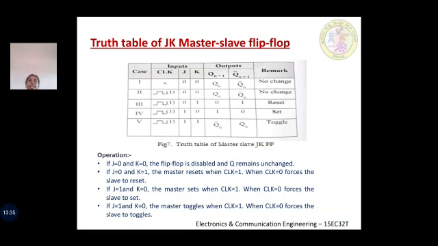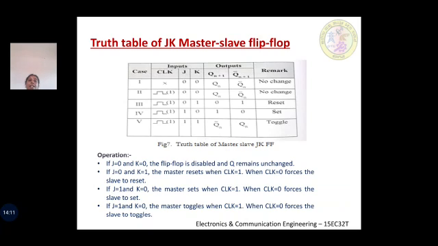So next case, if J is equal to 1 and K is equal to 0, what happens to the master flip-flop? It will automatically set. So on the application of the clock pulse, the master flip-flop sets. Further, when the clock is equal to 0, this forces the slave to set. So the output Q will be 1 and Q bar will be 0, and this is known as the set state.